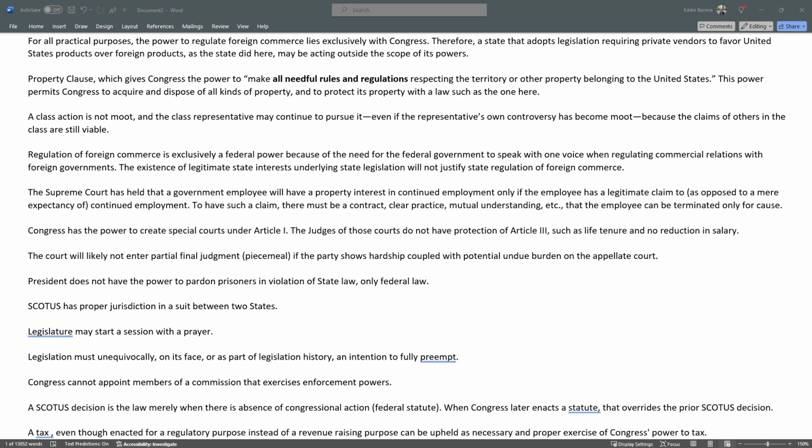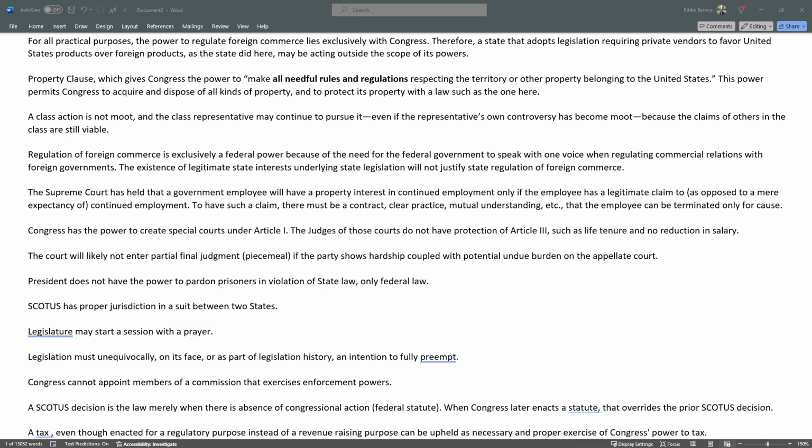Congress has the power to create special courts under Article 1. The judges of those courts do not have protection of Article 3, such as life tenure and no reduction in salary. The court will likely not enter partial final judgment, piecemeal, if the party shows hardship coupled with potential undue burden on the appellate court.